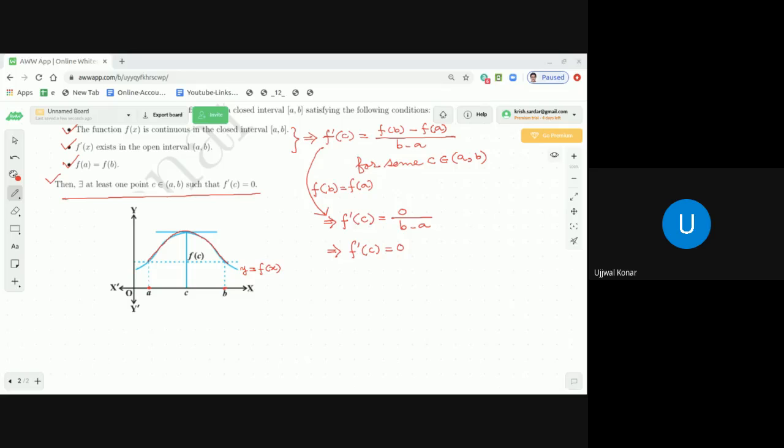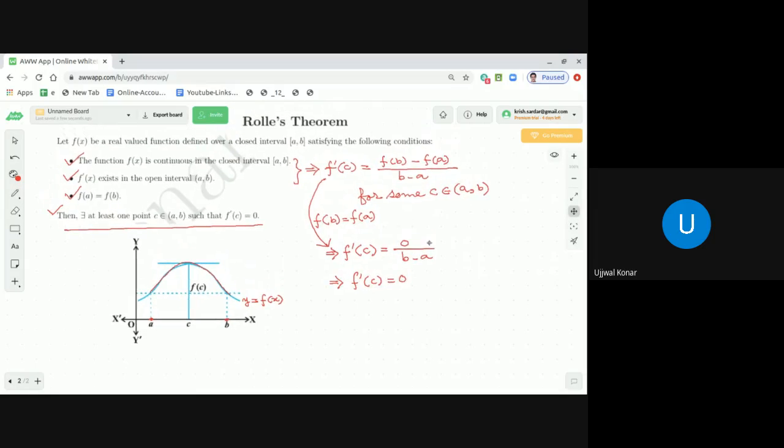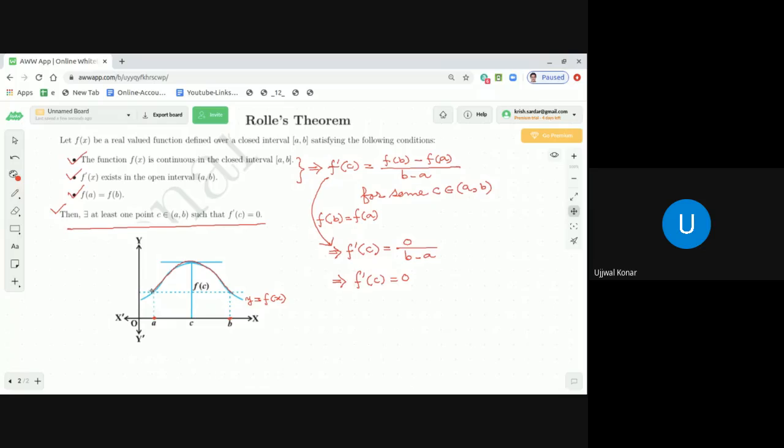So from x equal to a to x equal to b, you need not lift the pen. That is, the first condition is satisfied. The function is continuous in the closed interval [a, b]. And the second condition, dear students, is that f'(x) exists in the open interval (a, b). So then what we see, dear students, is that the two conditions are satisfied. And the third one, very important, is that f(a) equal to f(b), that means whatever the value of the function at this particular point and the value of this function at this particular point, both values are the same.